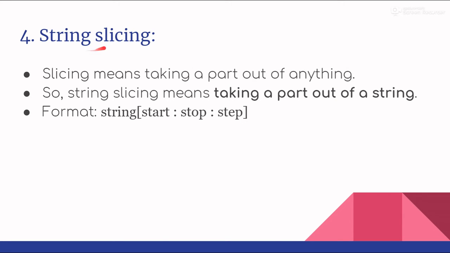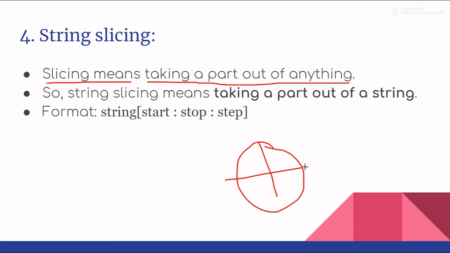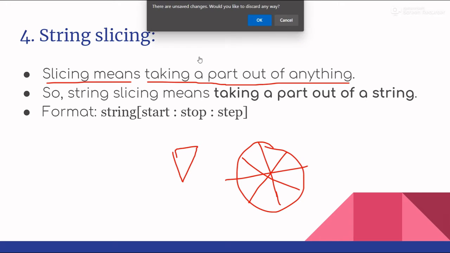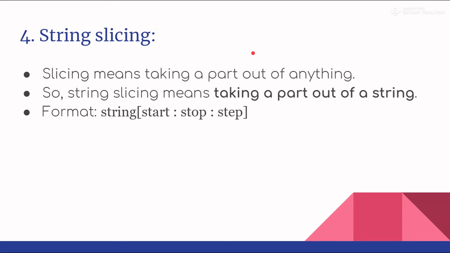The next thing is string slicing. Let's understand what this is. Slicing means taking a part out of anything. So let's say this is a pizza, okay? Sorry for my bad drawing of the pizza. And we took out a slice of the pizza. This can be called a slice of pizza because it's a part out of the pizza, right? In the same way, we can perform the same thing on strings. So string slicing means taking a part out of a string.